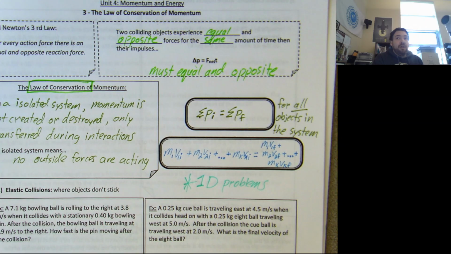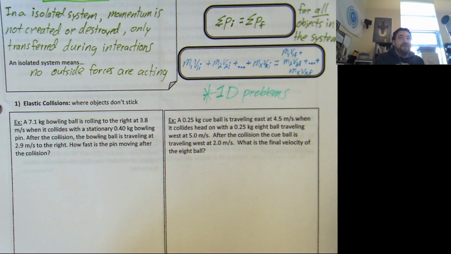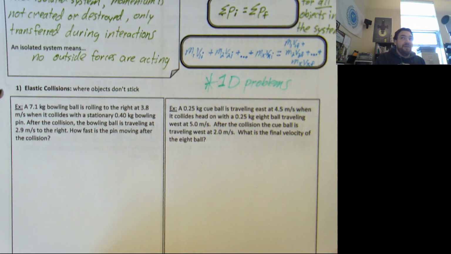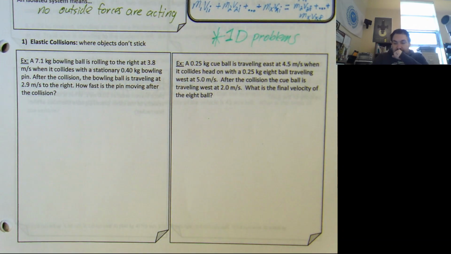There are three styles. Stop me at any point if you need to write something down or if I'm going too quick. Here we go. The first style we're going to look at is what's called an elastic collision.